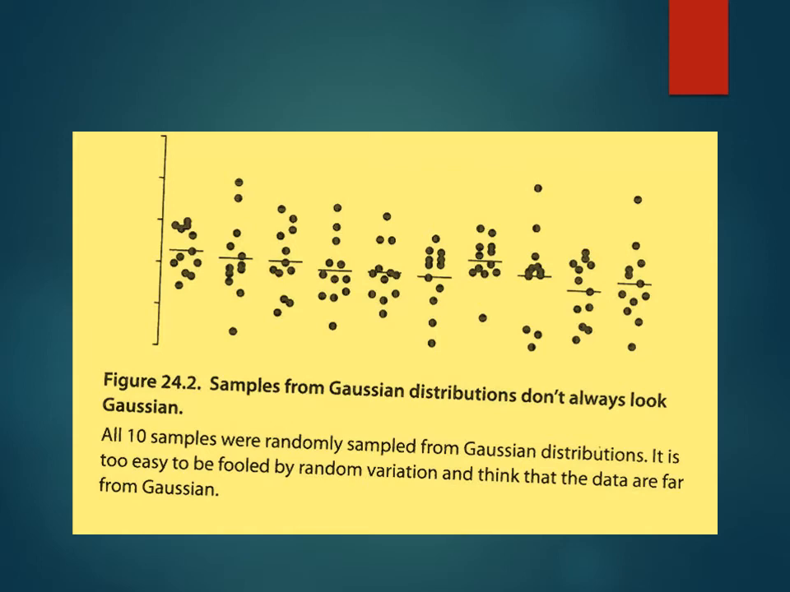Just another example of how some of these Gaussian distributions don't always look Gaussian. You see the data points showing the spread of the data around the mean.